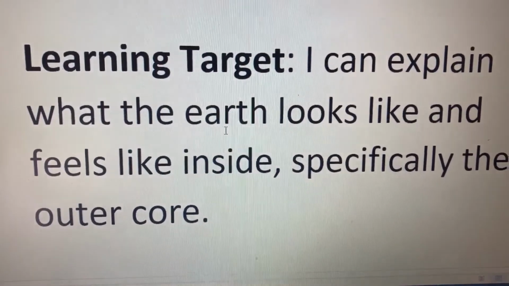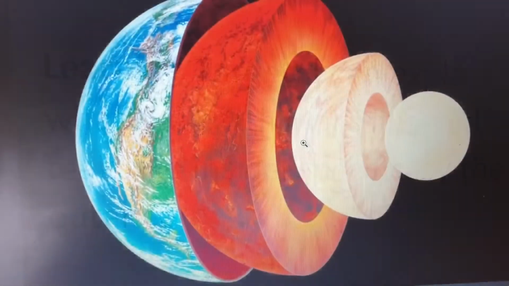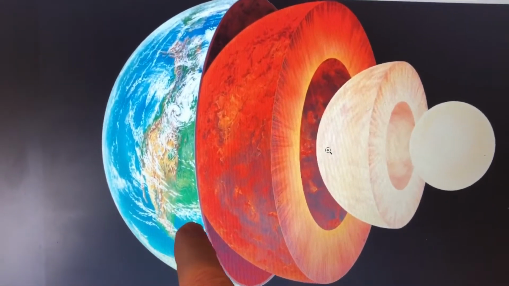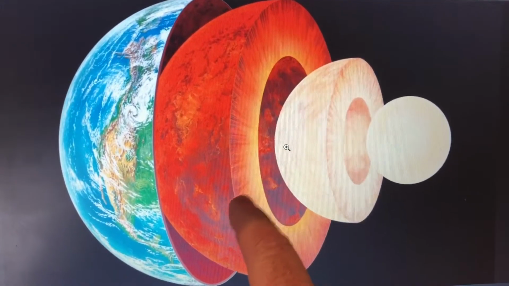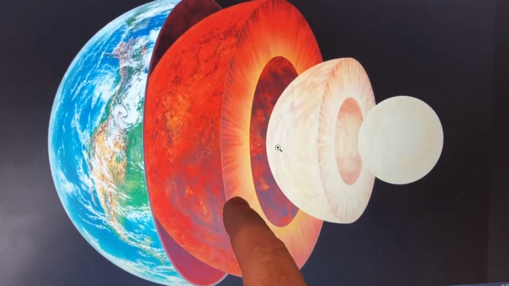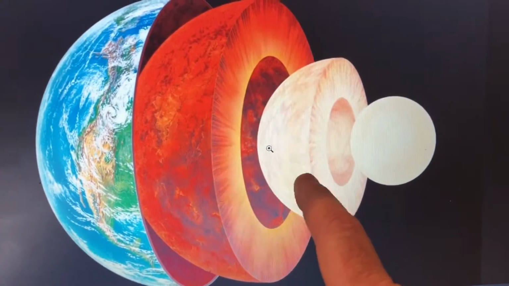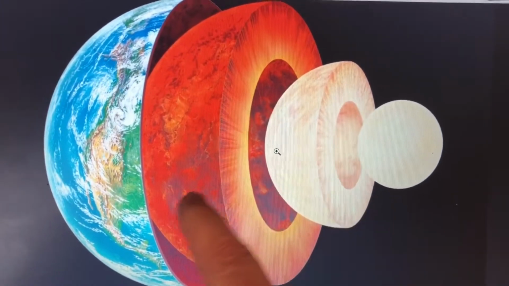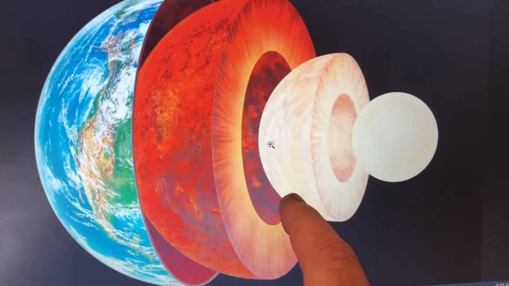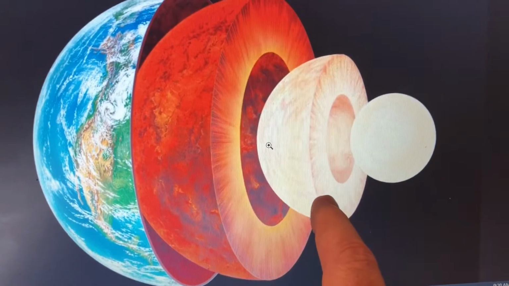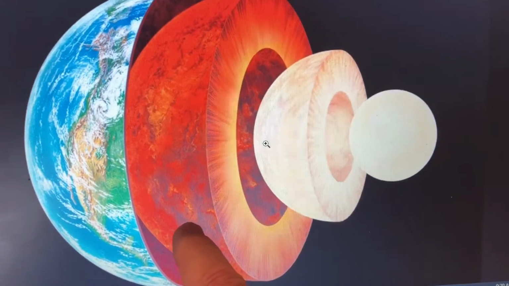So if you want to do a heading in your notebook, you can put outer core. So far we have done the crust. You can see how thin it looks in this diagram, right? And last time we did the mantle, which is very thick, and it is actually the thickest layer. Well, today, this is the one that we're gonna do. This is the outer core. And look at the different colors. And that's not just to make the drawing or the diagram colorful. No, of course, this is the way that they actually look.